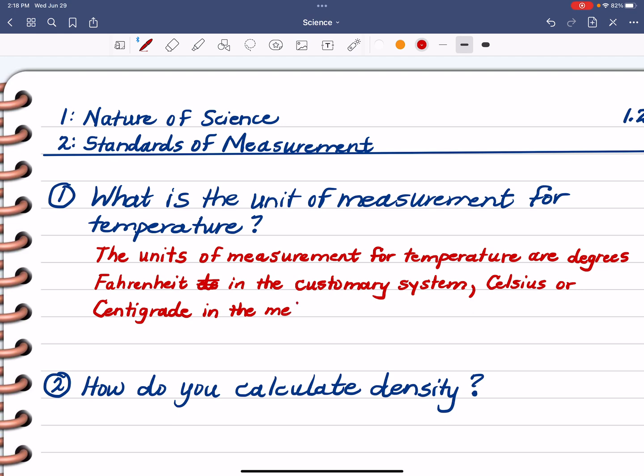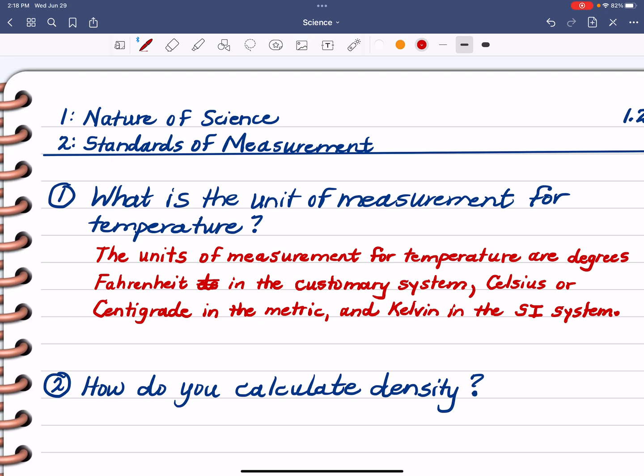And do you remember about the SI system? What is it called? Capital K, it's Kelvin in the SI system. And you can use that. That is an acceptable abbreviation. You can also write it out if you want to. International system, you could definitely write that out.